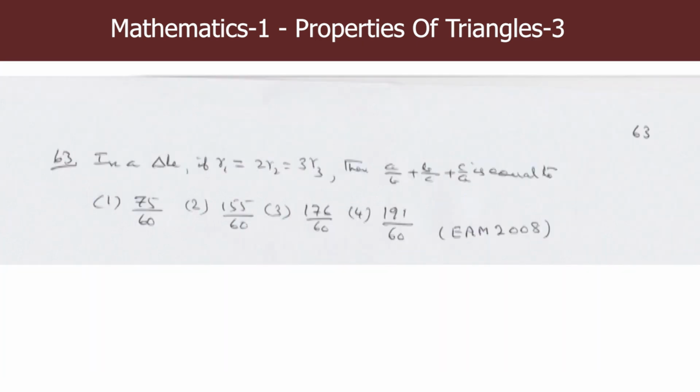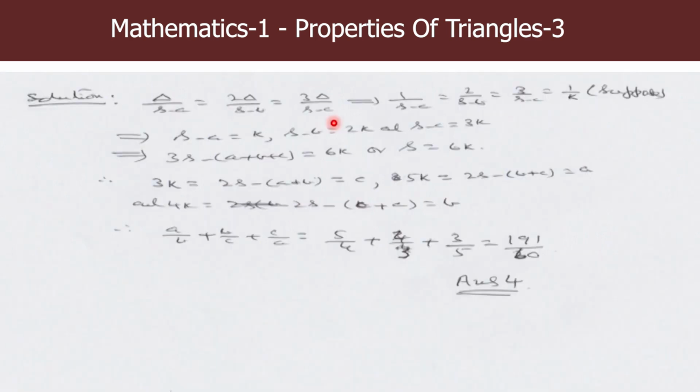In a triangle, if r1 is equal to 2 r2 is equal to 3 r3, then a/b + b/c + c/a is equal to: 1) 175/60, 2) 155/60, 3) 176/60, and 4) 191/60. Answer, 2008. Now you know that r1 is equal to Δ/(s − a), r2 is Δ/(s − b), and r3 is Δ/(s − c).